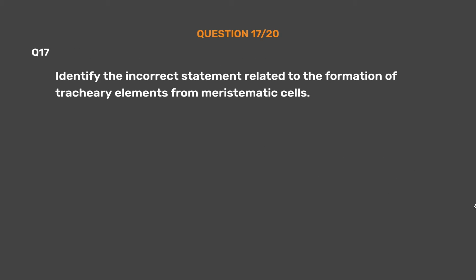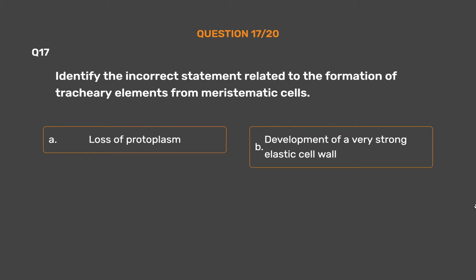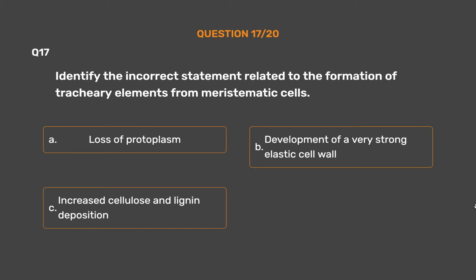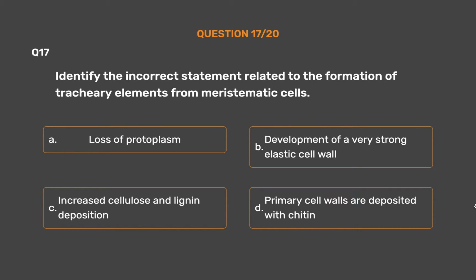Question number 17. Identify the incorrect statement related to the formation of tracheary elements from meristematic cells. Option A. Loss of protoplasm. Option B. Development of a very strong elastic cell wall. Option C. Increased cellulose and lignin deposition. Option D. Primary cell walls are deposited with chitin.